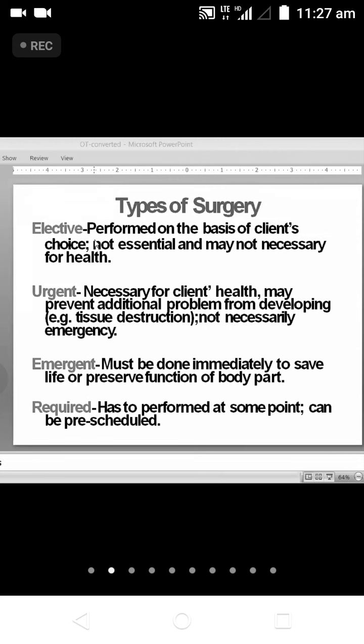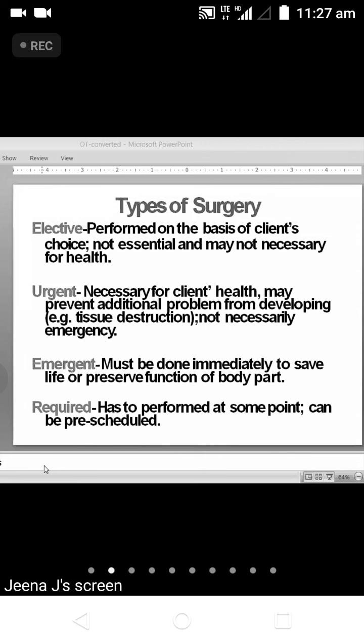So it can be performed anytime. It has to be performed at some point, any time in life, and it can be pre-scheduled. You can pre-schedule the date that the surgery has to take place. Okay, clear with these four types of surgeries?